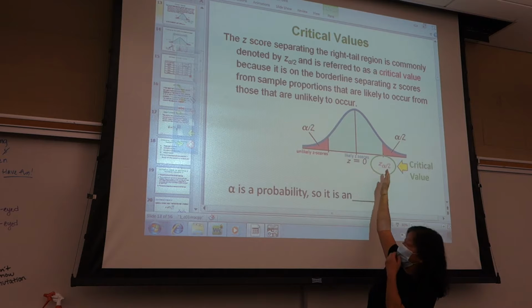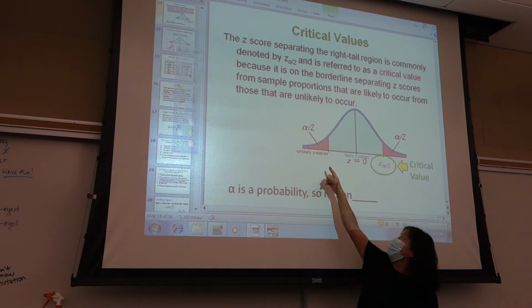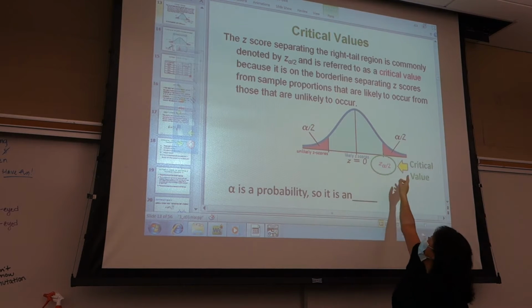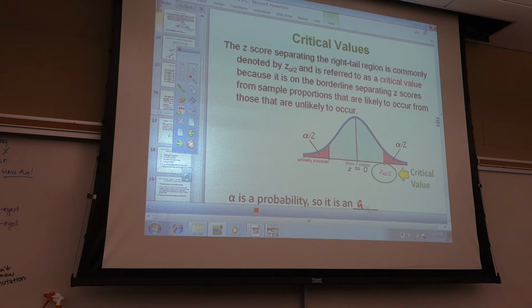So again, our likely numbers inside here, unlikely out there. 95% on the inside means 5% on the outside. Our alpha over 2, half will be over here, half will be over there. First of all, my alpha is a probability. Whenever you're talking about probabilities and normal distribution curves, alpha is the same thing as probability, which is the same thing as area under the curve. So alpha is an area.